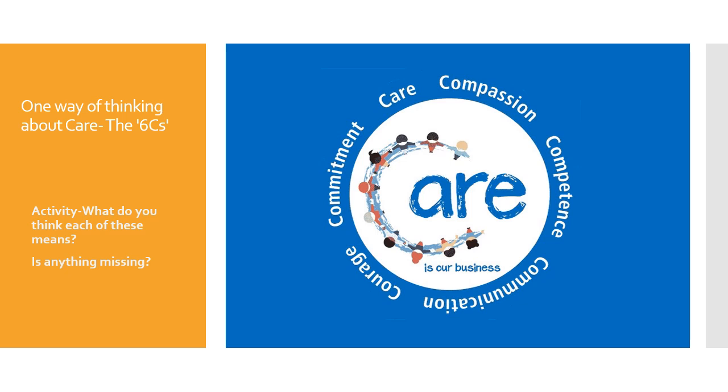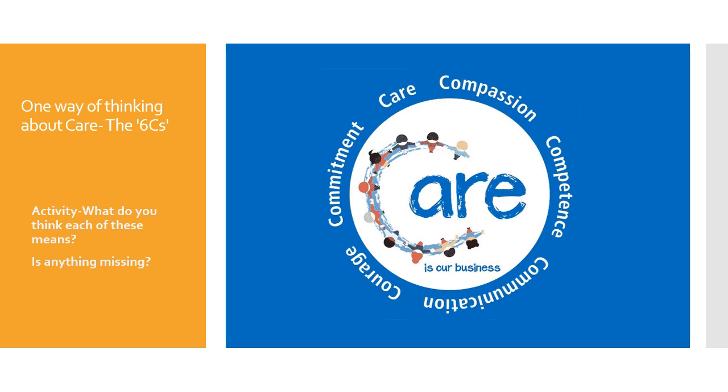What do you think each of these 6 C's means? There are 6 C's in care, especially in health and social care. These 6 C's mean there are 6 words that are derived from the letter C. The first one is care, then compassion, competence, communication, courage, and commitment.